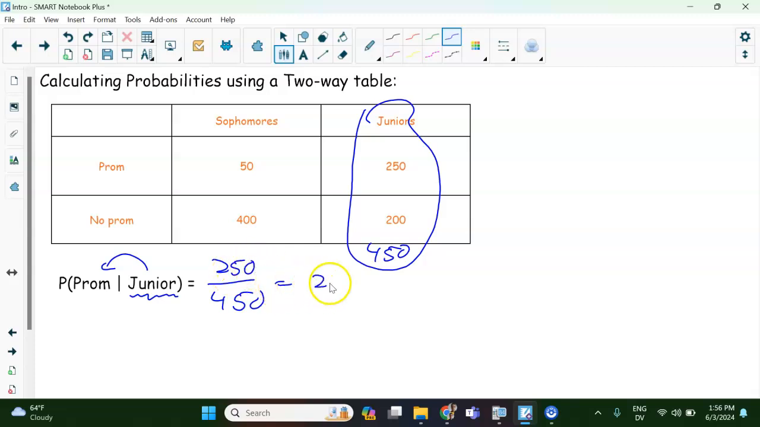All right, and then you can obviously reduce it a little bit. That part I don't worry too much about. Divide by 5, you get a 5/9 chance. So whatever is here is your denominator on a given that.